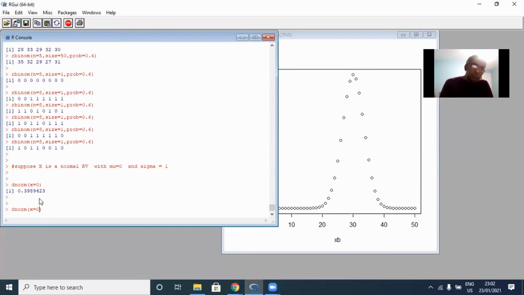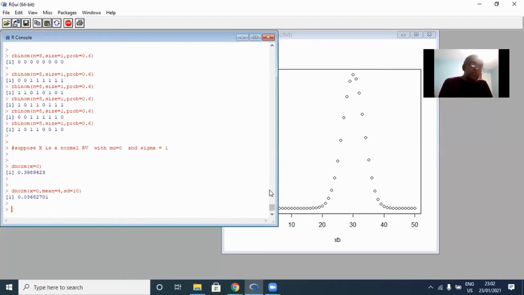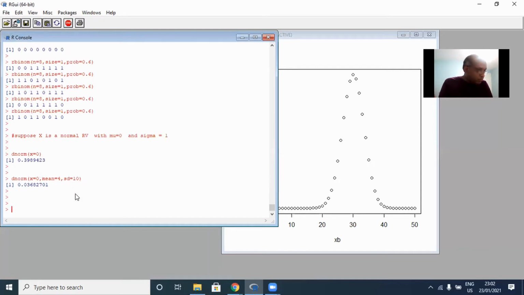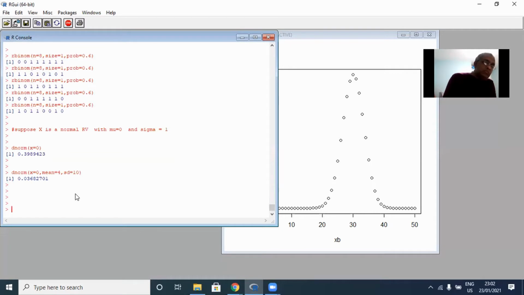Now, if you want to compute the density for a different value of mu and a different value of sigma, you need to specify what they are. So mean, you will specify the value of mu, and sd, the standard deviation, will specify the value for sigma. So this is the density at x equal to 0 for a normal variable with mu equal to 4, sigma equal to 10.